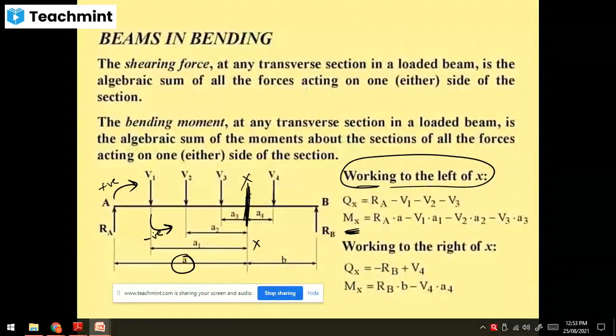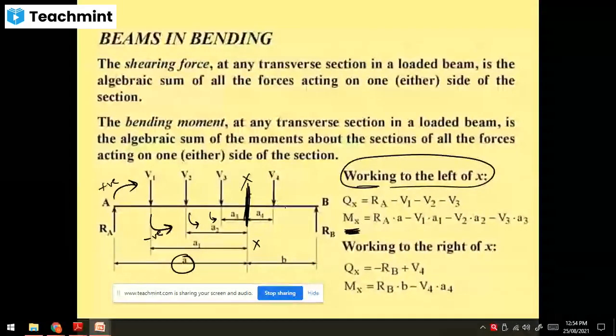So RA into A distance, force into perpendicular distance, force is vertical, distance is horizontal. So RA into A minus V1 into A1 minus V2 into A2 minus V3 into A3. All these V1, V2, V3 are creating anti-clockwise, so negative towards the left of the section. So you get the moment about the section X.